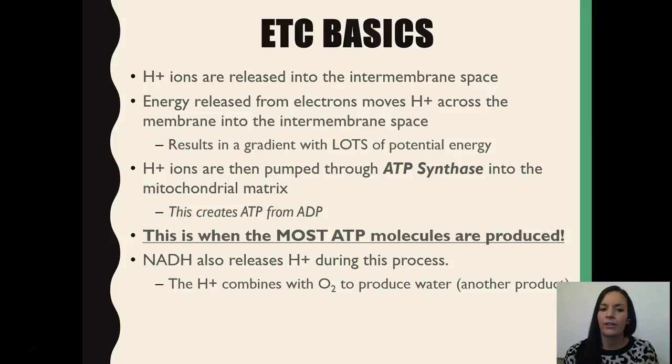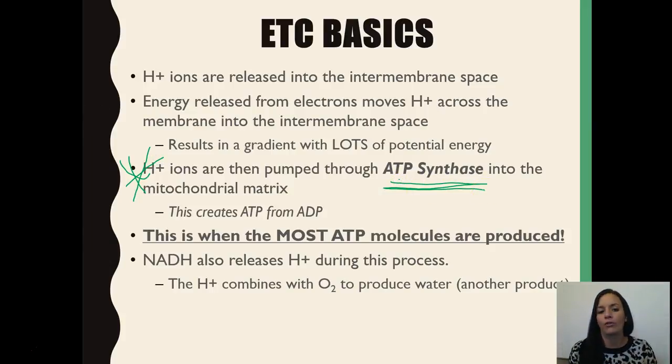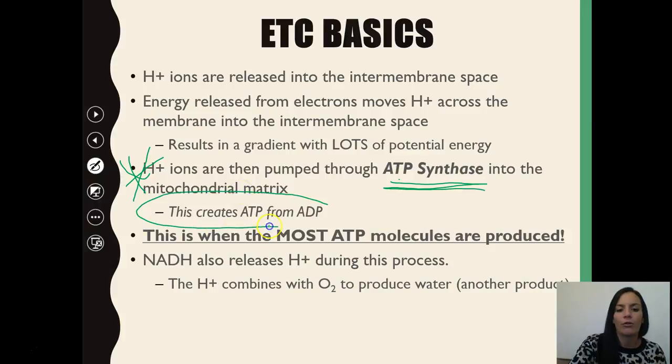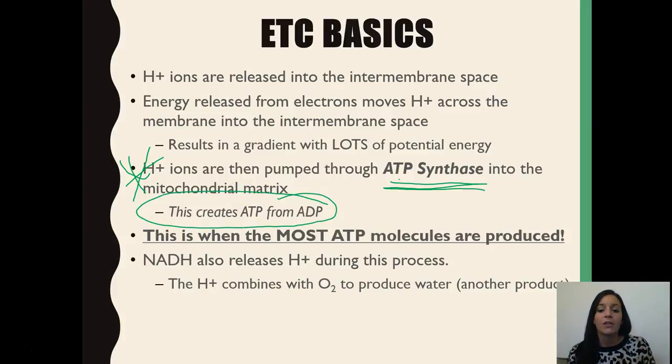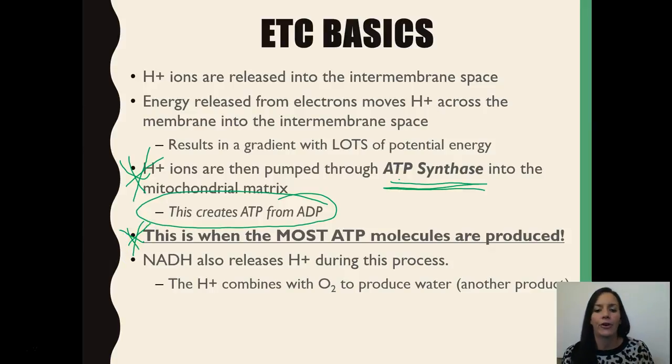All right, so here's the electron transport chain. Some basics: first of all, hydrogen ions are going to be released into that intermembrane space. The energy released from the electrons as they move these hydrogens across the membrane into this space results in a gradient with lots of potential energy. Then those hydrogen ions are pumped through ATP synthase into the mitochondrial matrix, and this is where we create all that ATP from ADP. Very important, this statement here. I would definitely be highlighting that in your notes.